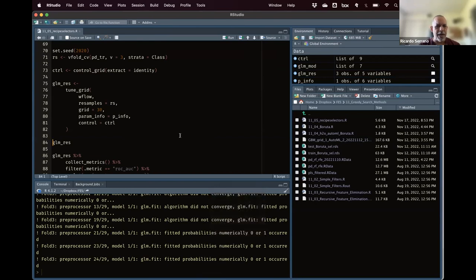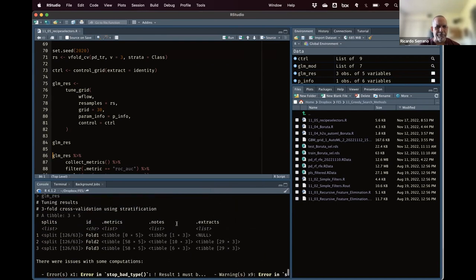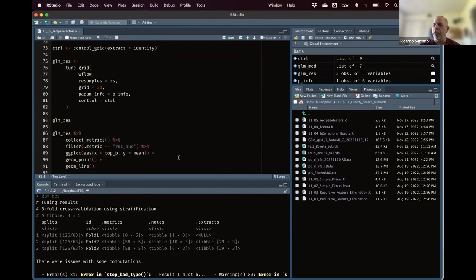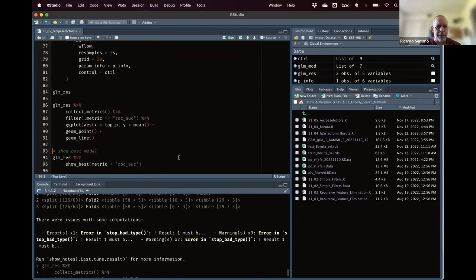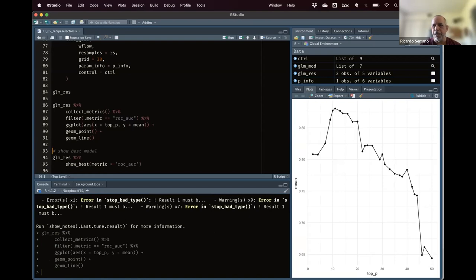Okay. So now we have our results, right? And as you can see, split number 1, fold number 1, doesn't have any information. Some of the models just fail. But we can use the other folds, number 2 and number 3, to give you the metrics. You can see it right there in the chart. You can see that the highest point of this chart, which is the mean of all the folds, is about 11.